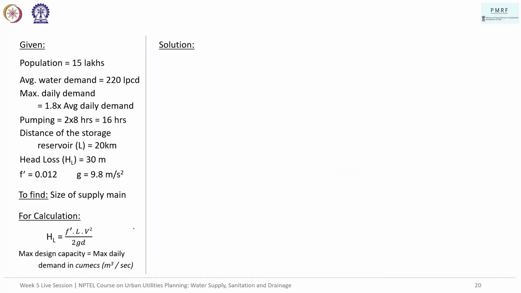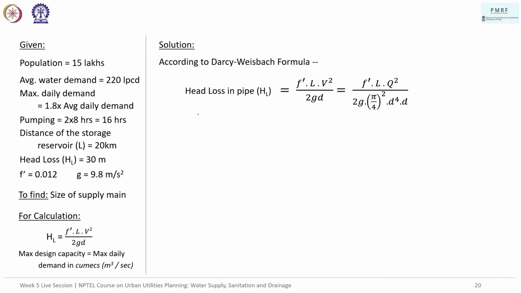Now we employ the Darcy-Weisbach formula. Head loss in pipe is equal to f dash into L into V square by 2gD. Again, as I said, we are going to substitute V is equal to Q by A. When you make this substitution, this part is A square, so Q square by A square, and we already have a D, so it becomes D power 5.